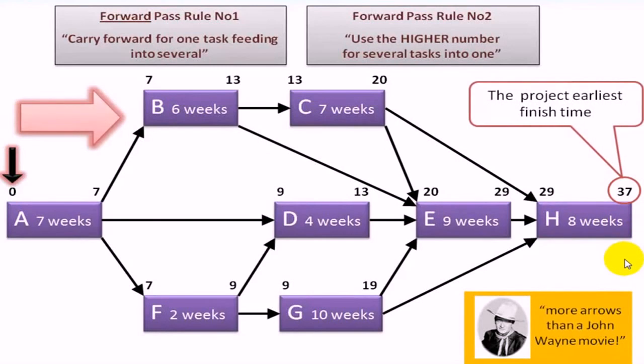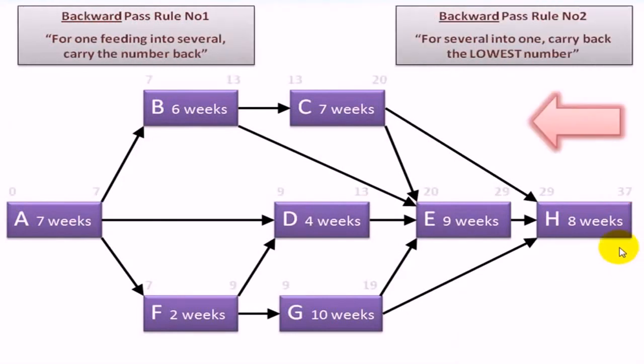Now, this is a so-called hard question. That wasn't very hard at all, was it? What do we do now? We now need to do the backward pass calculation. So we're going back this way. First thing we need to do is to take this 37 and bring it down here. And what do we do in the backward pass? We subtract duration. So 37 minus 8 gives us 29.